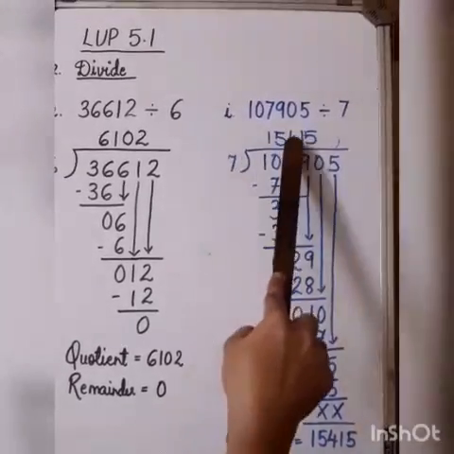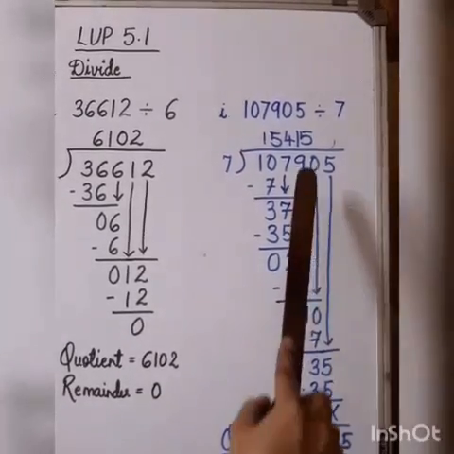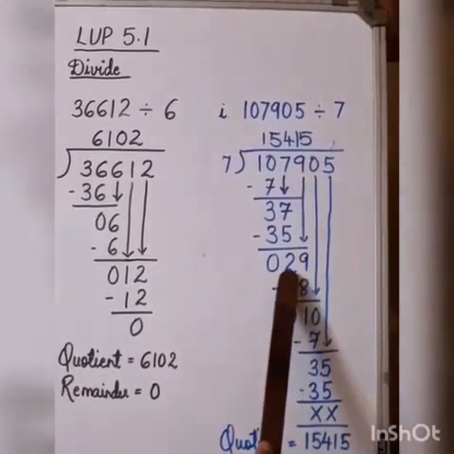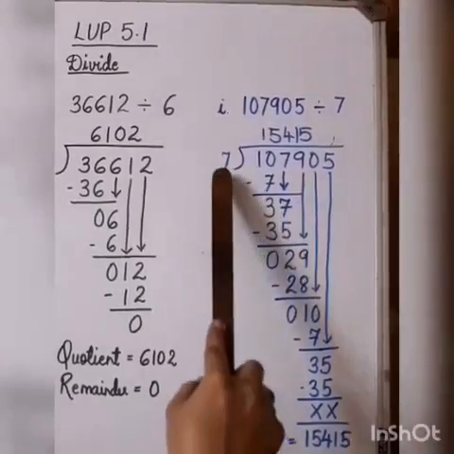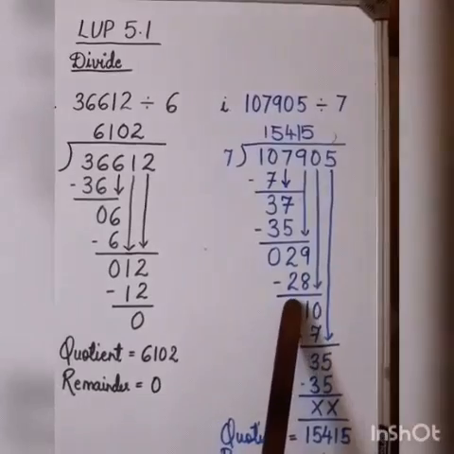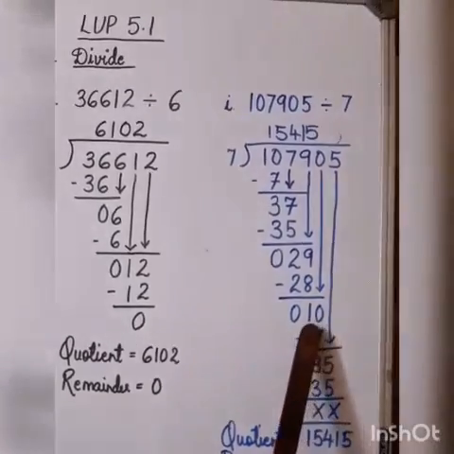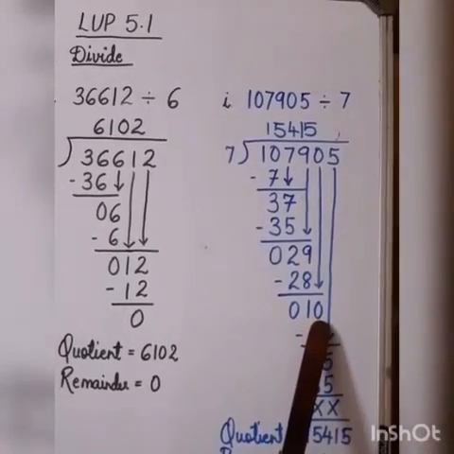Now 7 fives are 35. 37 minus 35 is 2. Getting down the next number, we'll get 29. So here 7 fours are 28. 29 minus 28 is 1. Putting down the next number, it will become 10.